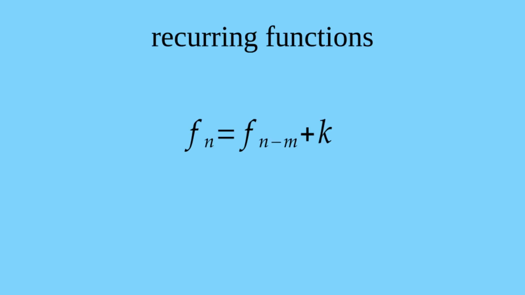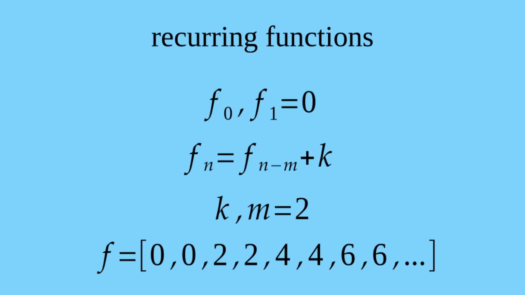One recurring function I came up with relies on 2 variables, m and k. The rule is f sub n equals f sub n minus m plus k. So m is how much you go back, and k is how much you add. My idea when writing this was to find a set of k and m that didn't have 1 as m and didn't repeat numbers. For example, if you set f sub 0 and f sub 1 to 0, k to 2, and m to 2, you get 0, 0, 2, 2, 4, 4, 6, 6, etc. This doesn't achieve the goal.